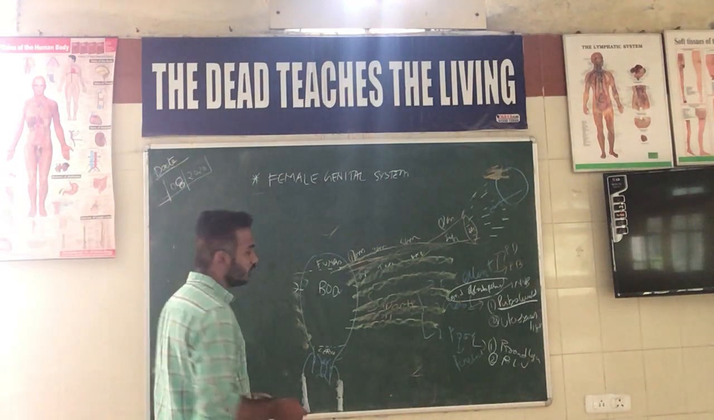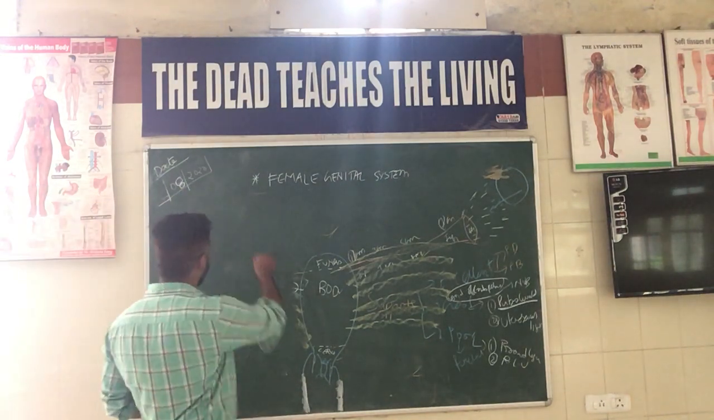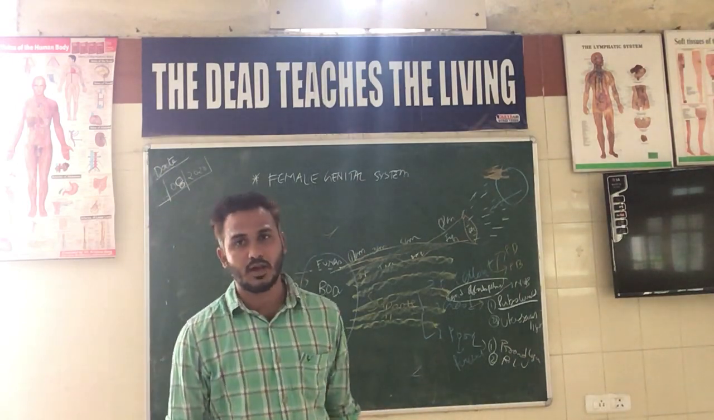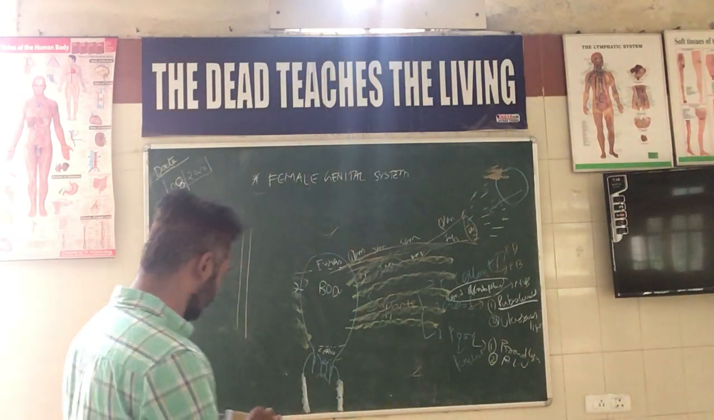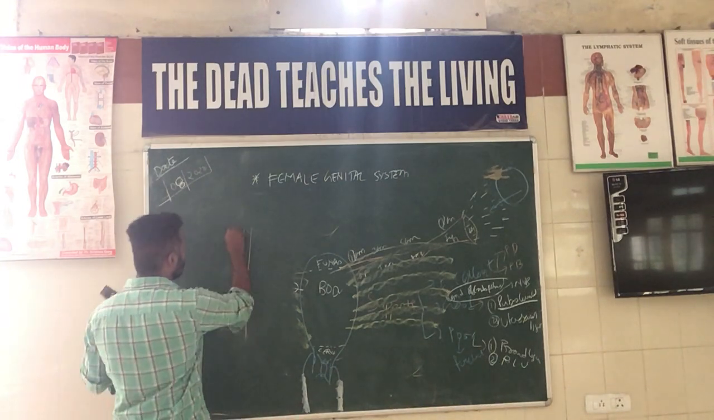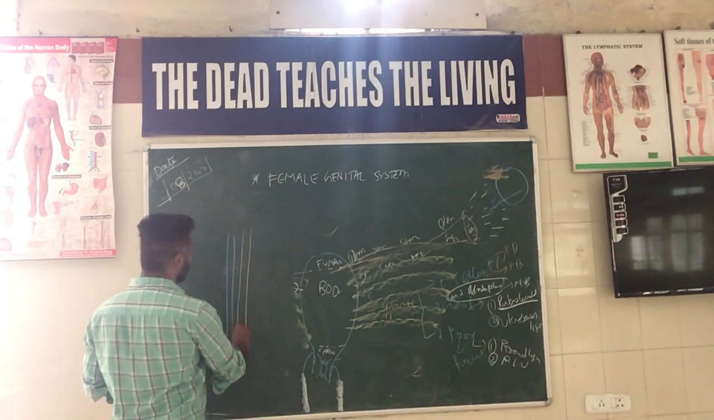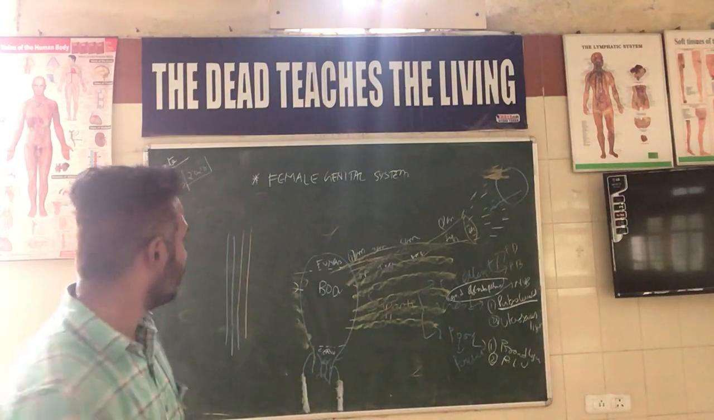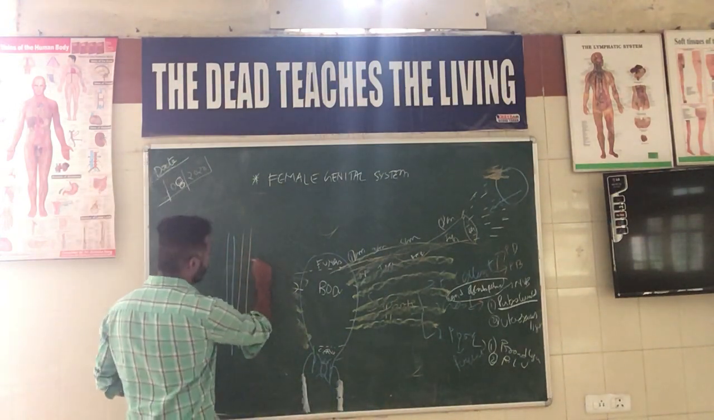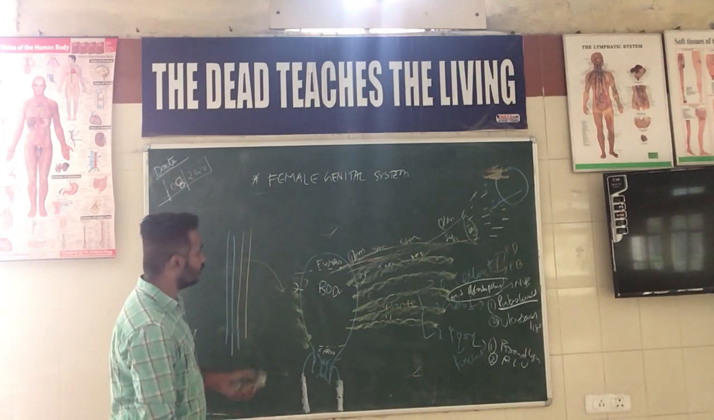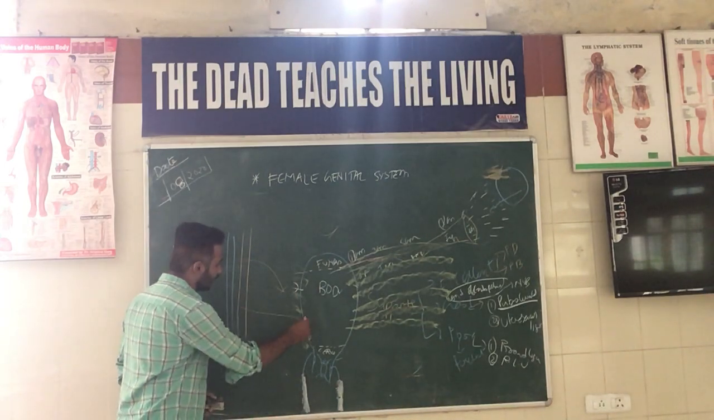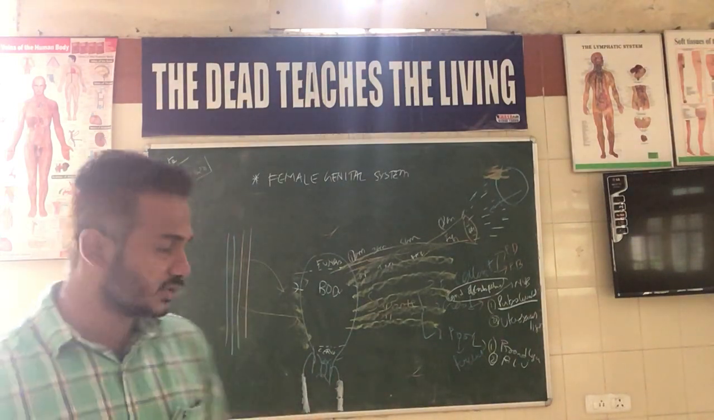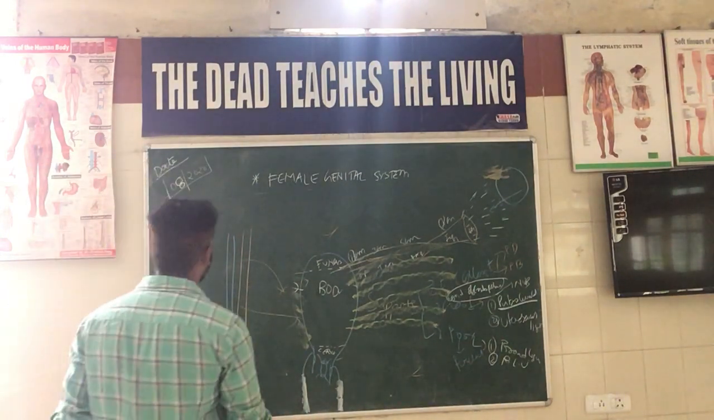So all of us know that we have here the abdominal aorta and the inferior vena cava. The inferior vena cava will be present towards the right side, the abdominal aorta towards the left side. And from the abdominal aorta, we have a gonadal artery which is supplying the ovary, and the uterine artery which is supplying the uterus. So here I would like to say something about this uterine artery.